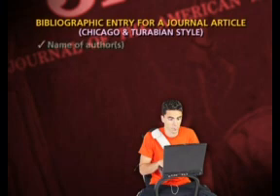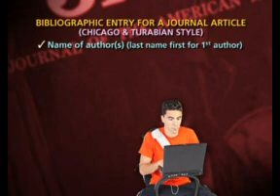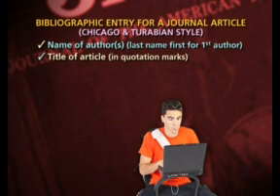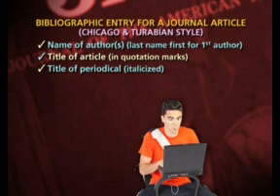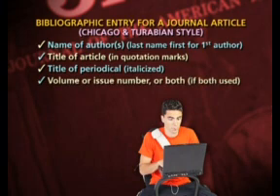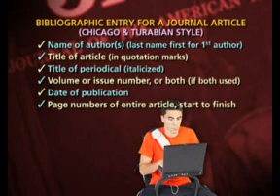Here's the order of information for a bibliographic reference for an article in a journal. Begin with the name of the author, last name first. If more than one author, again, give the second and third author's names in the normal order. Next, title of the article in quotation marks. Then the title of the periodical, italicized. Then the volume or issue number, or both if both are used. Then the date of publication, and the page numbers of the entire article from start to finish.